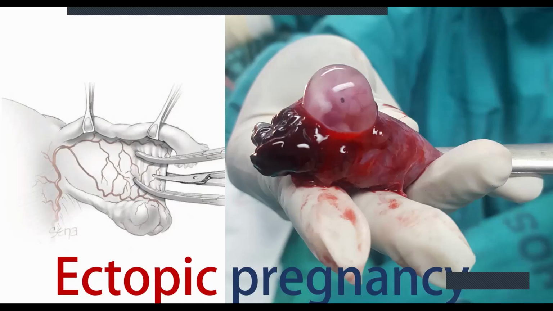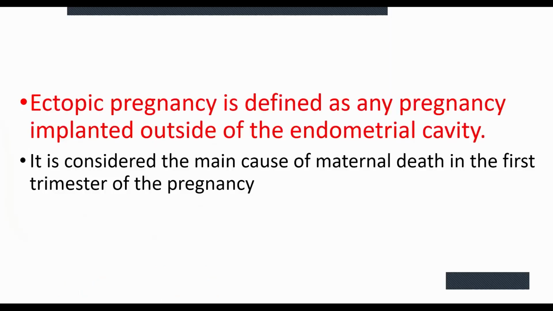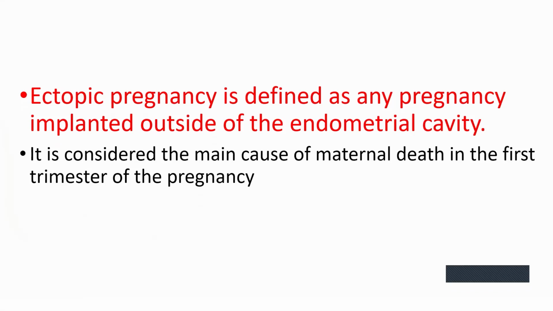Today we will be studying about ectopic pregnancy. Ectopic pregnancy is defined as any pregnancy that is implanted outside the endometrial cavity. The problem with these ectopic pregnancies is that they are considered one of the main causes of maternal death, especially in the first trimester of pregnancy.